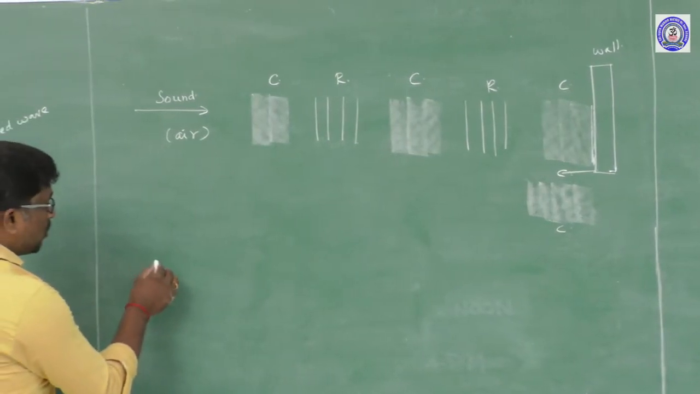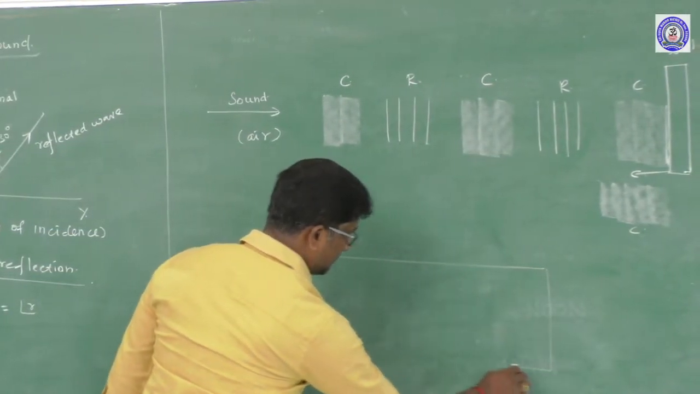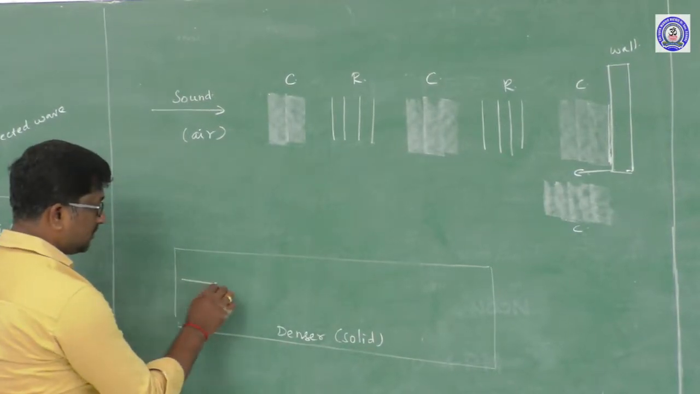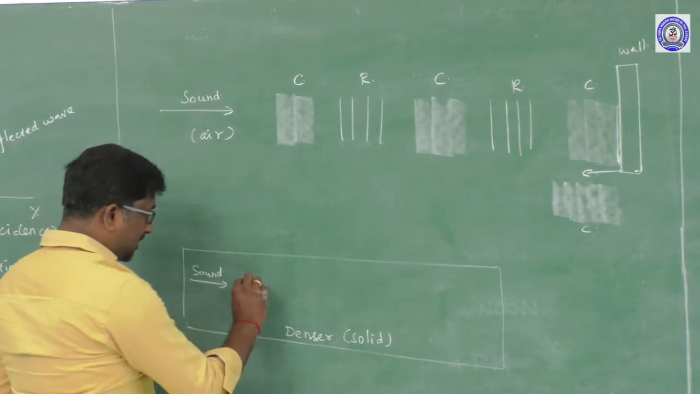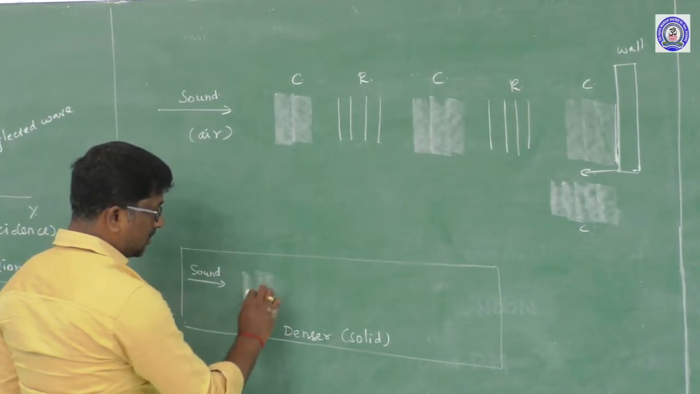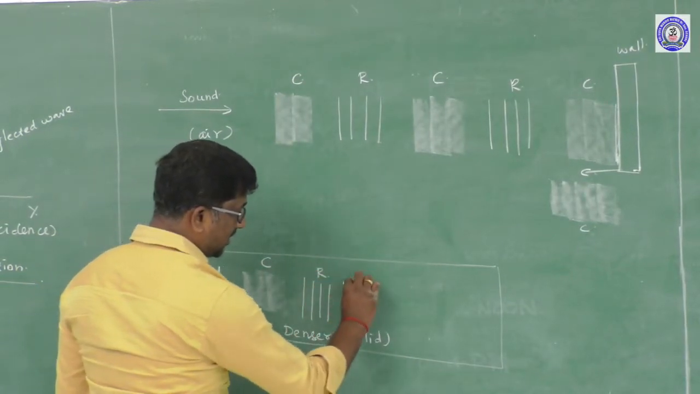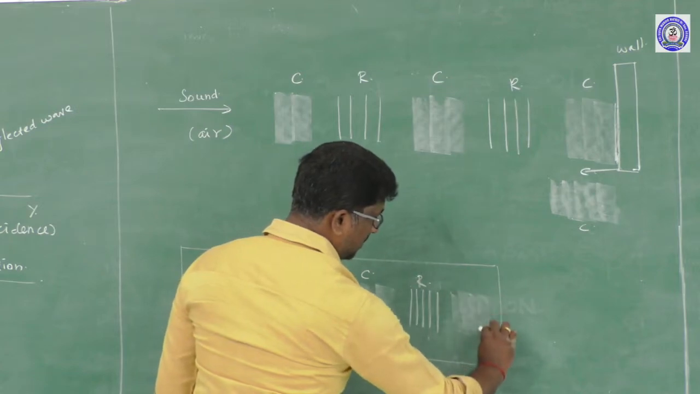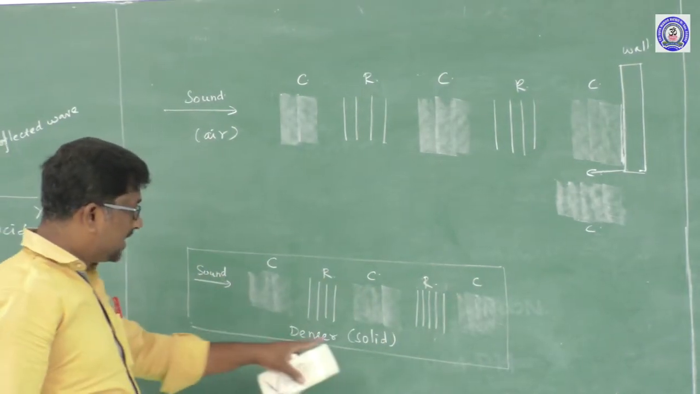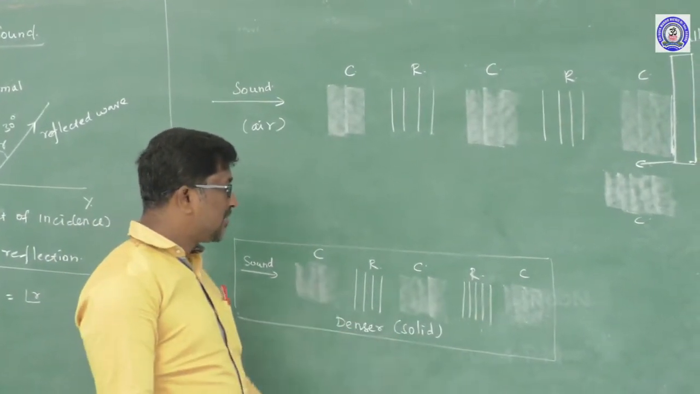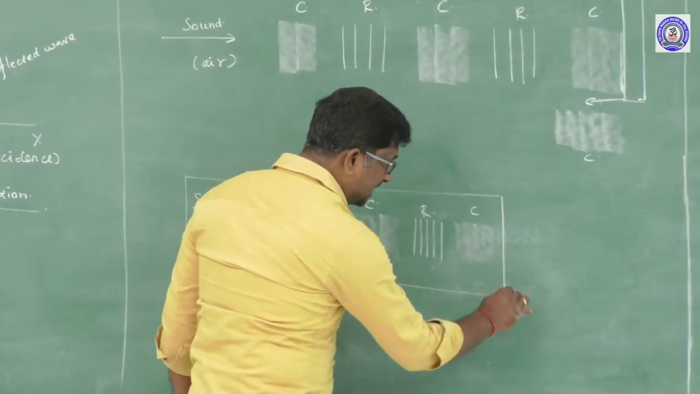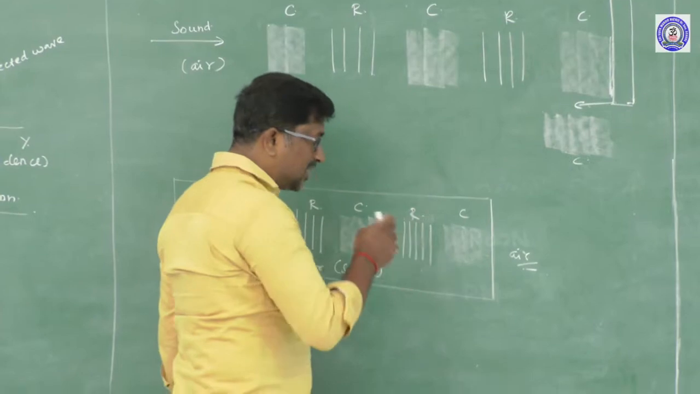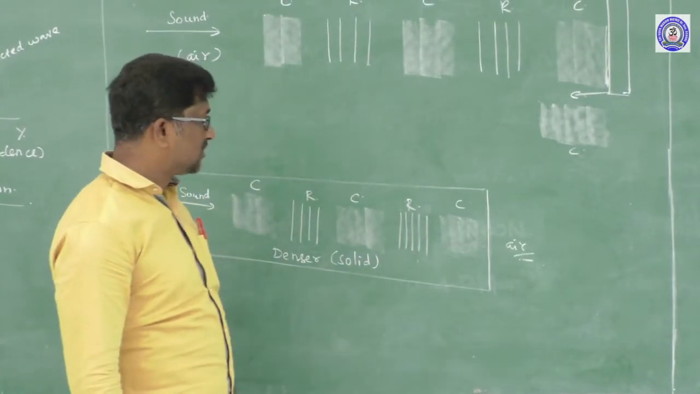Suppose the sound travels in a denser medium, that is a solid denser medium. Here also it travels in the form of compression, rarefaction, compression, rarefaction, and compression. Here the sound wave travels in a solid denser medium and is propagated in the form of compressions and rarefactions. Now the compression is incident on the interface between the solid and air medium. Here the compressed region is incident on the interface between the solid medium and the air medium.